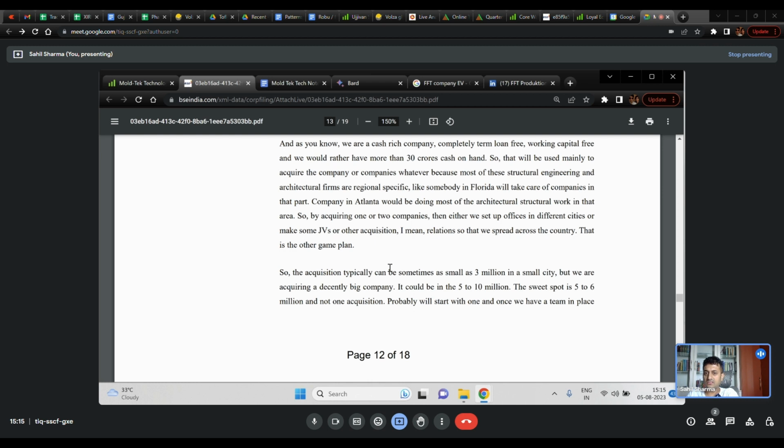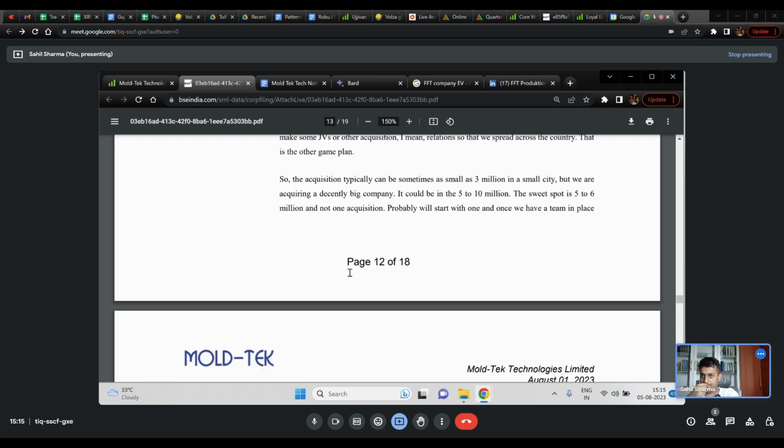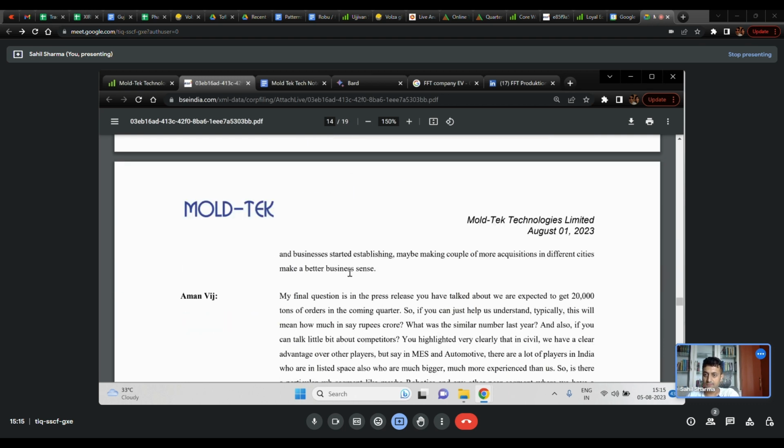They will use cash to acquire it. I mean, the cash they have in hand and probably internal accruals. They've talked about the fact that these relationships are very geography specific. They will probably have to do multiple acquisitions in different parts of the USA.